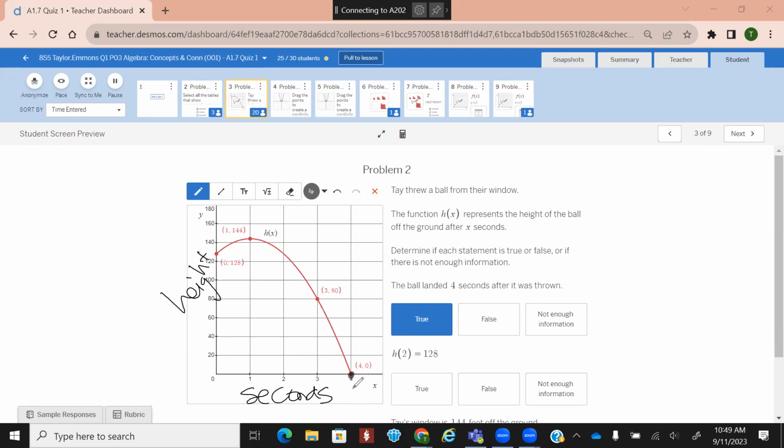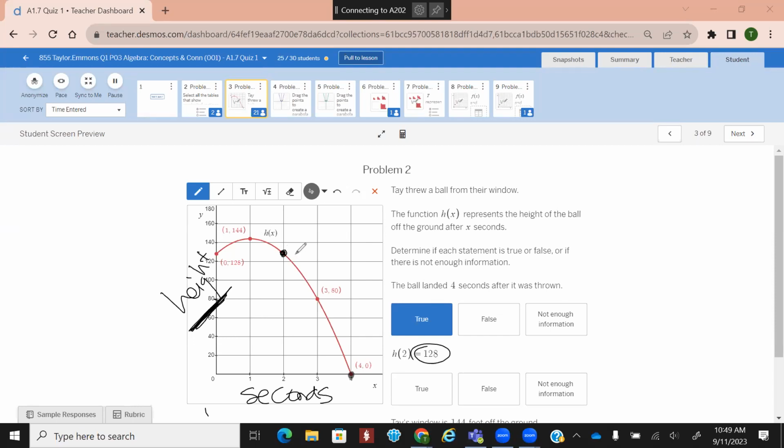This is a trick question. It does. Why? Because the height is 0, so that would be at the ground. Because half of y'all are paying attention, I could say something crazy. All right. So when x is 2, what's our y? 128. Is that a true statement?